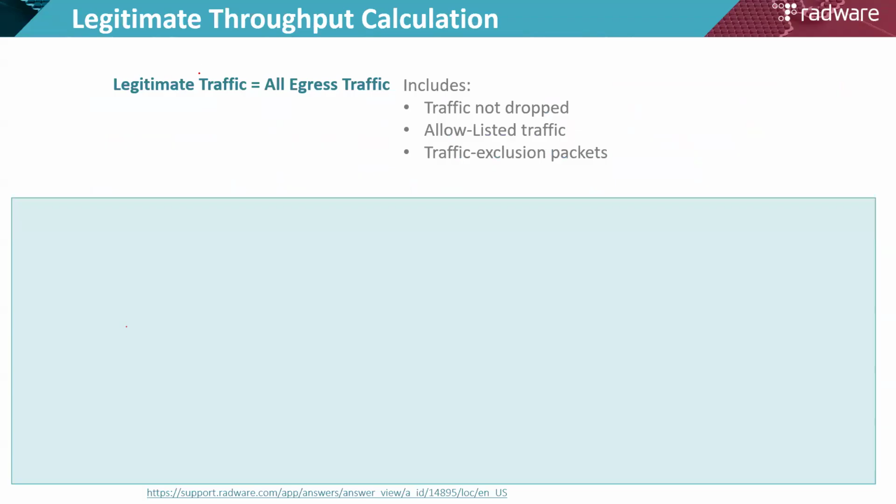So how do we calculate the legitimate throughput? Legitimate traffic is calculated only on egress ports. Important: legitimate traffic is only calculated on the egress traffic. Here, all the traffic which is not dropped would be classified as legitimate traffic.